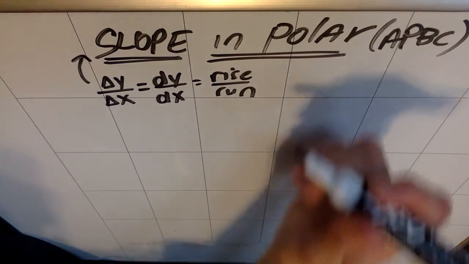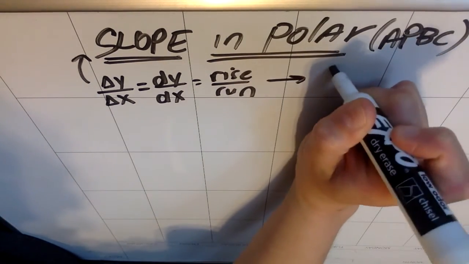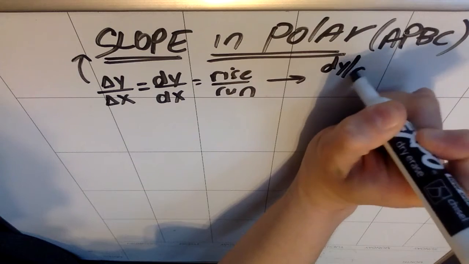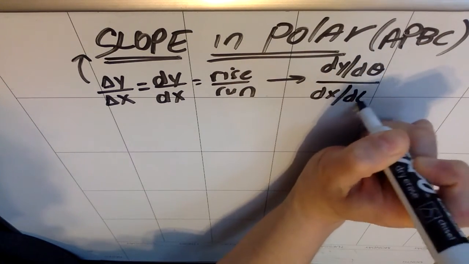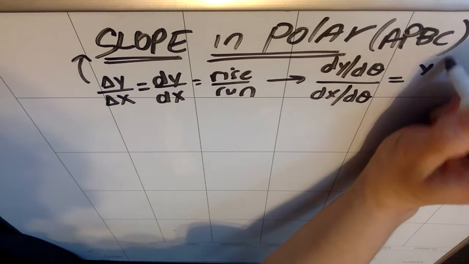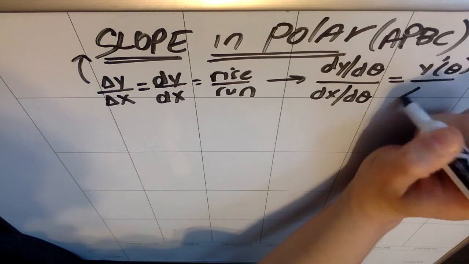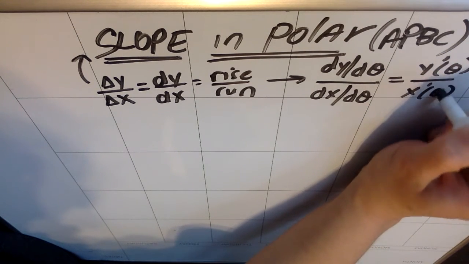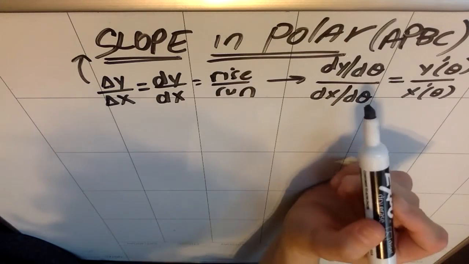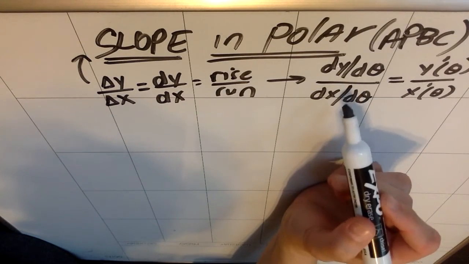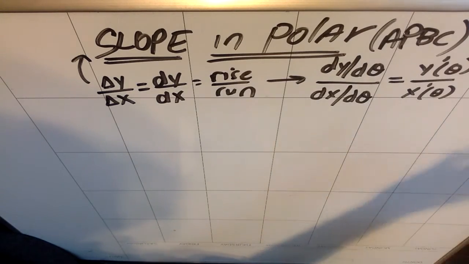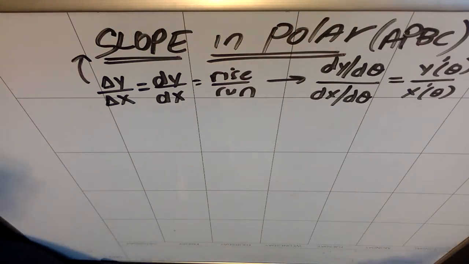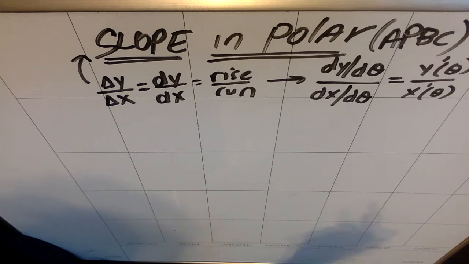We've seen this in parametric before. When we do this in polar, the way we get dy/dx is we find dy/dθ over dx/dθ, or if you prefer to think about it as y prime of θ over x prime of θ, that's the same thing. It's fine. Essentially, when we simplify this fraction, the dθs would cancel, and I would end up with dy over dx.